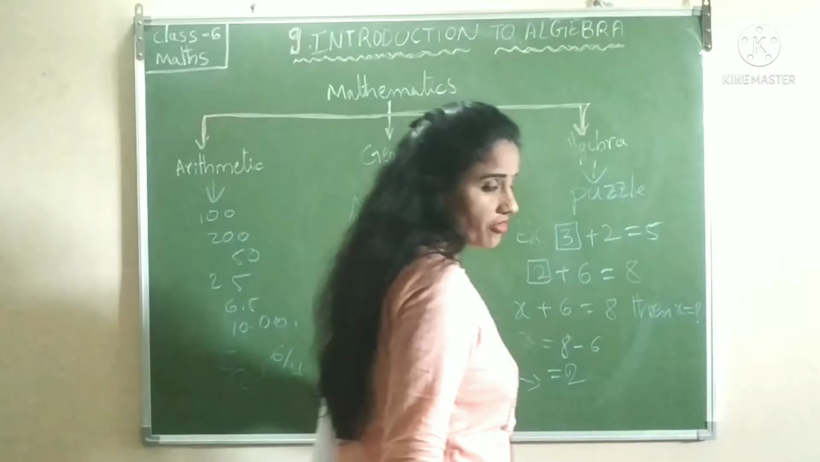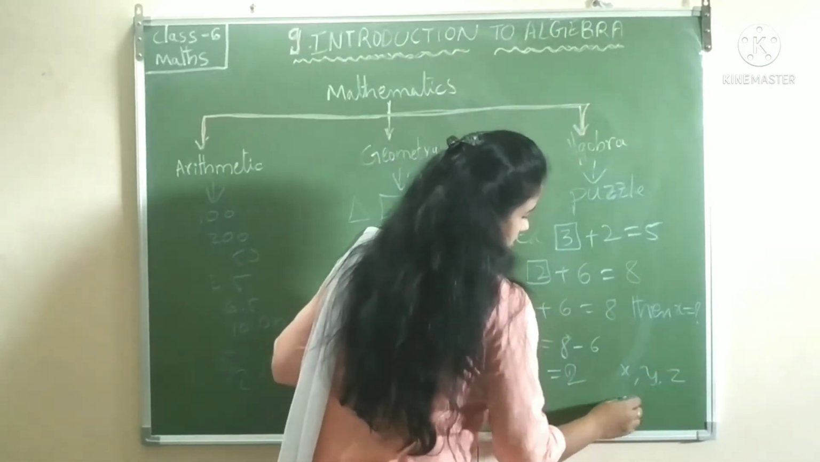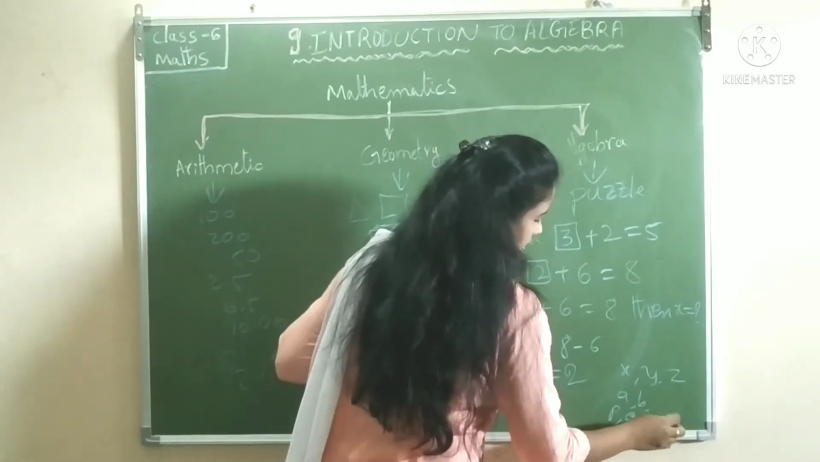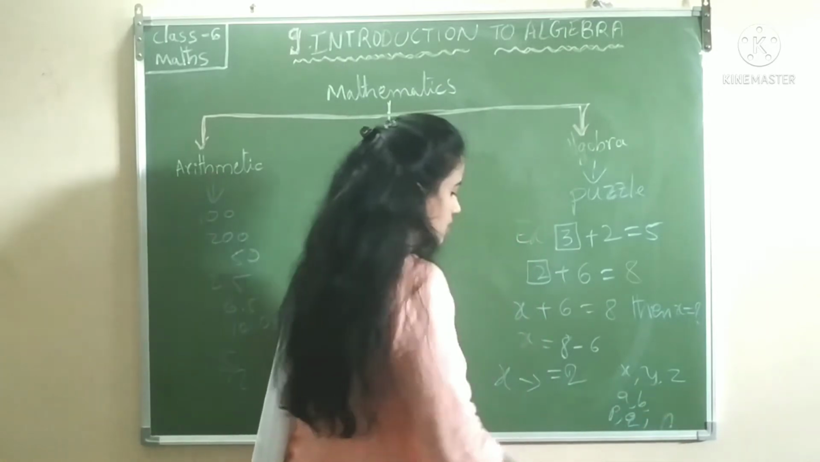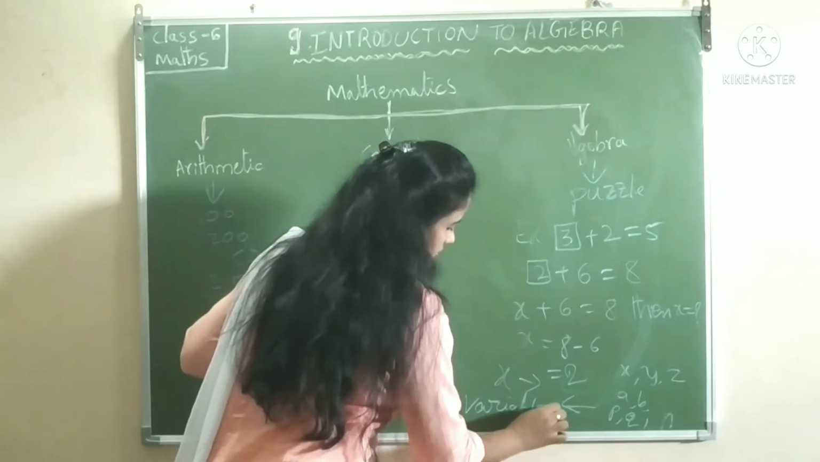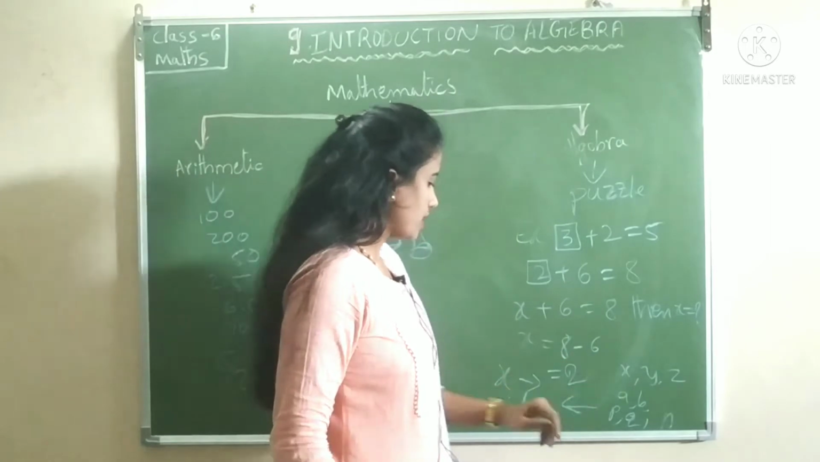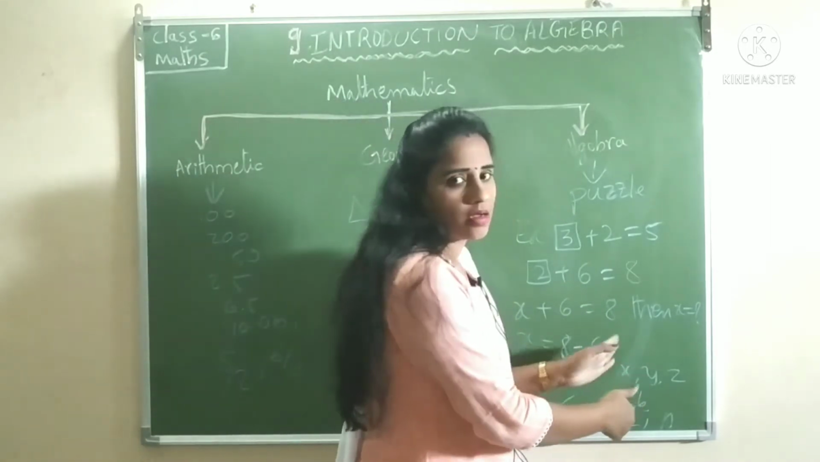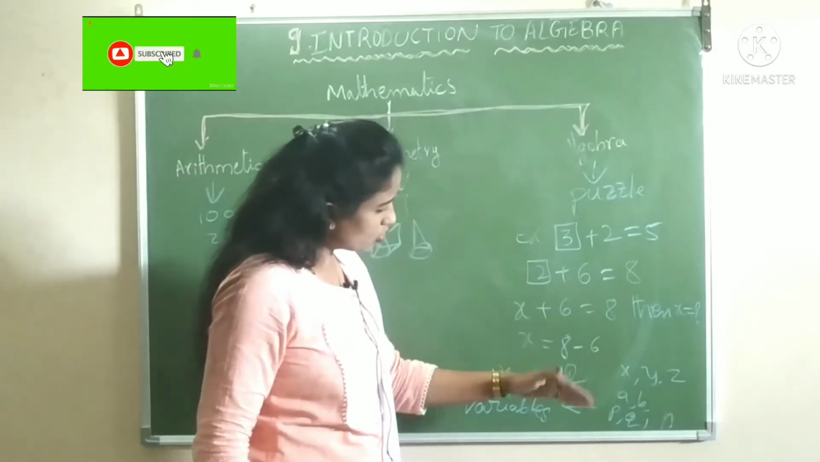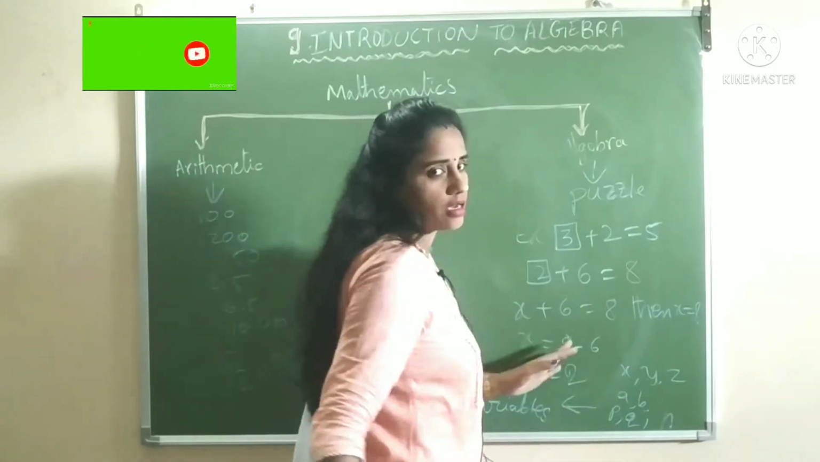This is the variable. In algebra we use different types of letters: X, Y, Z, A, B, P, Q, N. These all are variables. We don't know the particular value of these variables. So their values will change. Sometimes x is equal to 2, x is equal to 10, like that they will change. Values of variables will change.